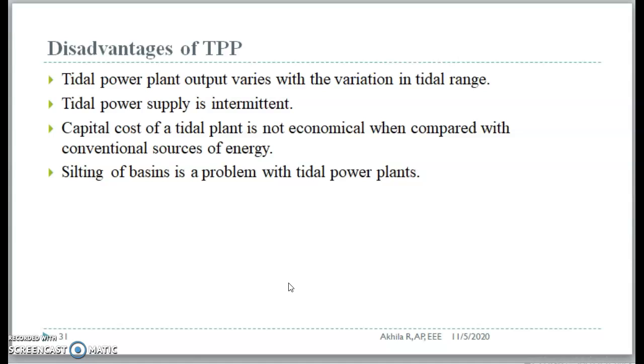The disadvantages include that the tidal power plant output varies with the variation in tidal range. Its supply is intermittent, and the capital cost is not at all economical when you compare it with the conventional sources of energy. And the silting of basins is a problem with tidal power plants.